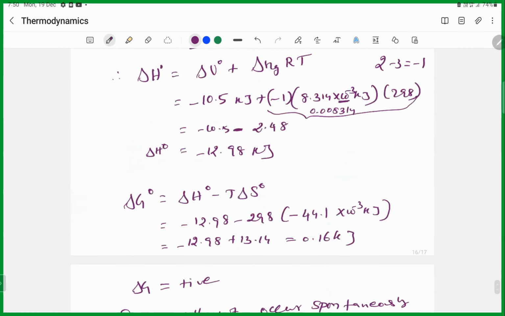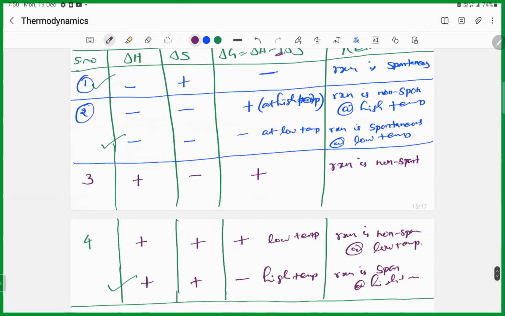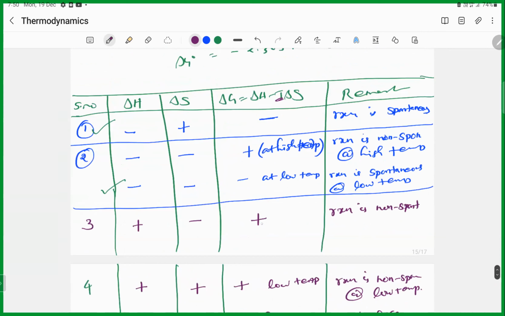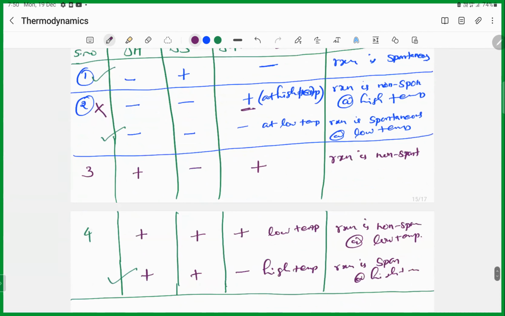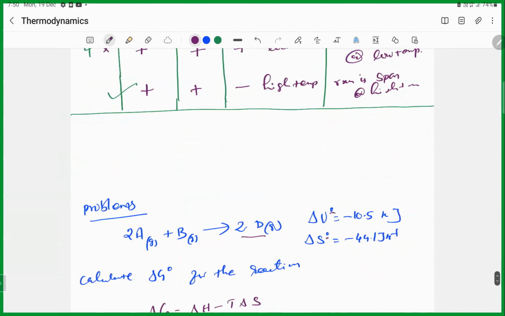Why? Delta G is positive. Delta G is positive and delta S is negative. Delta H is negative. So when you are changing into high temperature, delta G is positive. So the reaction is non-spontaneous at high temperature. That's why the reaction is not happening. 1, 2, 3. These are the 3 cases. The reaction will not happen. That's why they have mentioned.